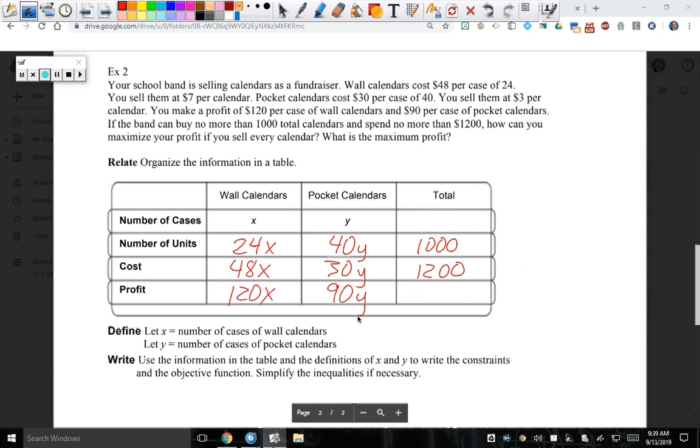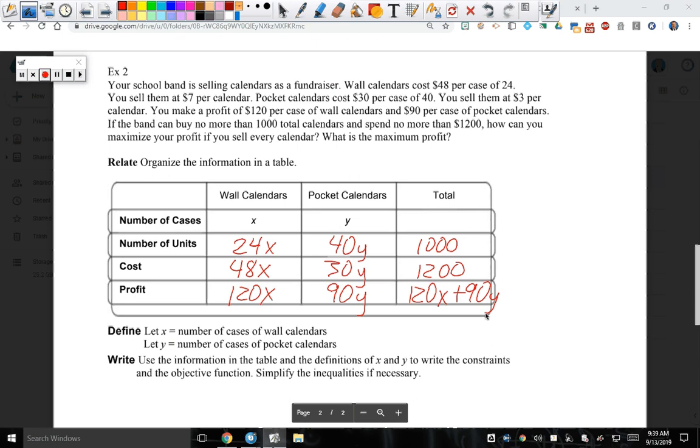And last but not least, let's go with Aaron. What would you write for the total profit equation? Help her out, Joel. 120x plus 90y. Nice, yes. 120x plus 90y. No worries. This one takes a little bit of thinking about what we are actually adding together for that profit.